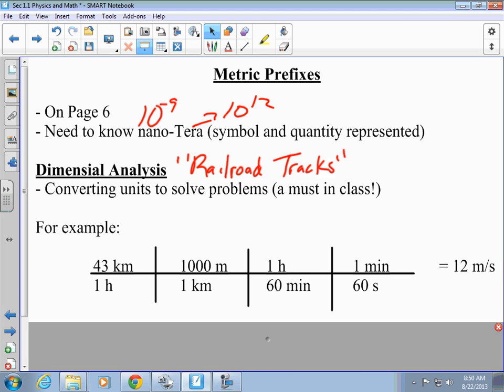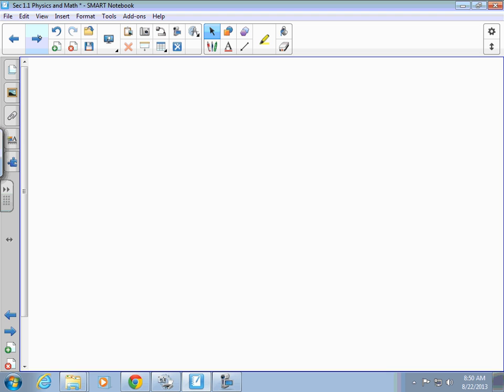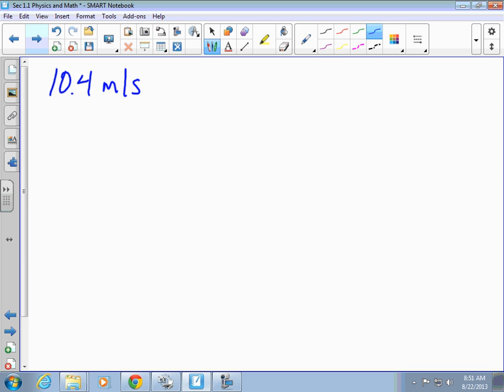For the rest of you, we can go through here on the next slide and do an example. All right, and the example that I like to use is Usain Bolt. Usain Bolt is the world record holder in the 100-meter dash. He runs it in 9.59 seconds. That averages to 10.4 meters per second.